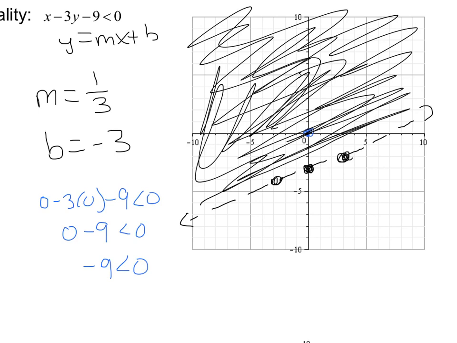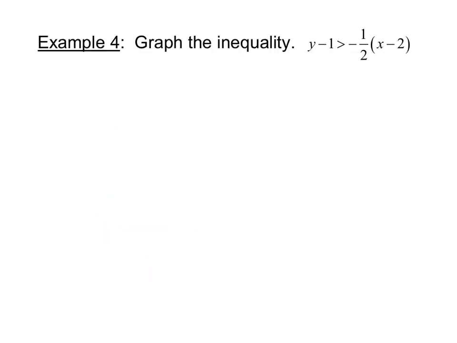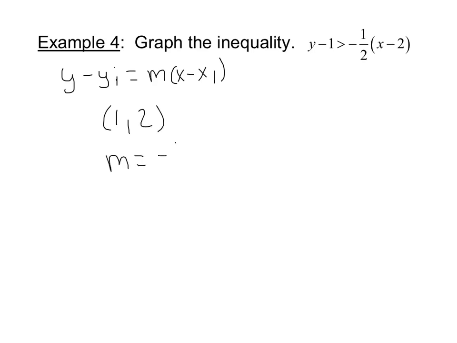Let's take a look at another example. Okay, graph the inequality. Now this is in point slope form, remember? y minus y1 equals m times x minus x1. So we have a point. The point that we start at is 1 comma 2, and our slope is negative 1/2.